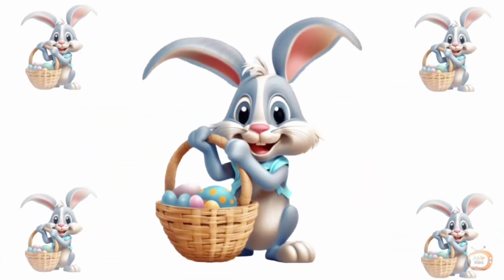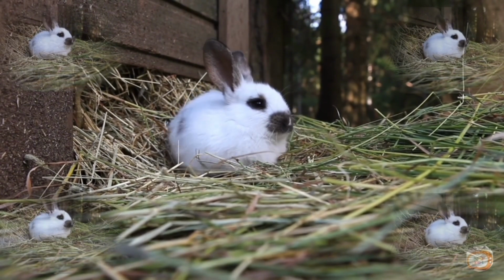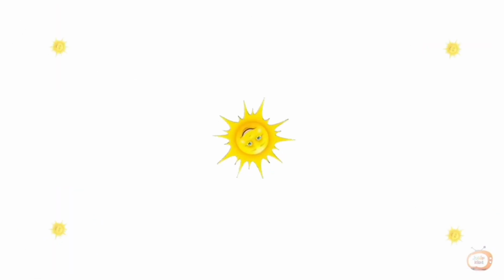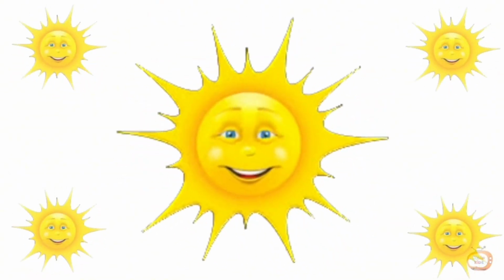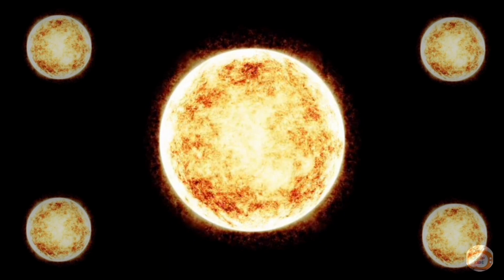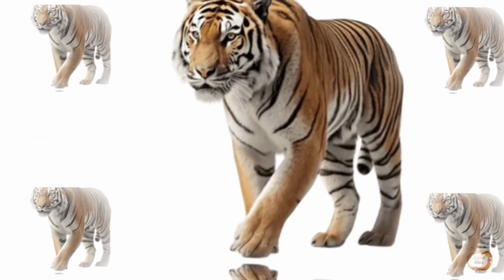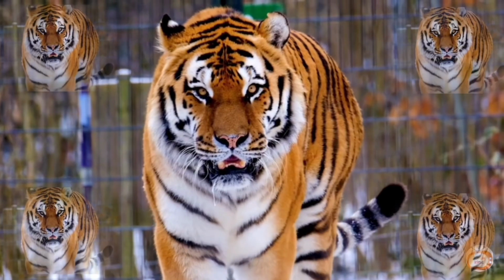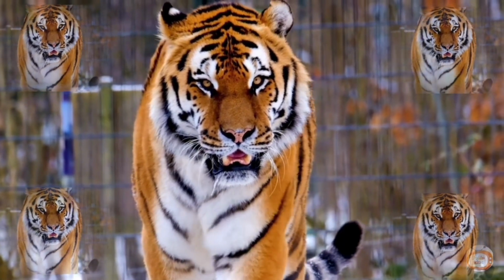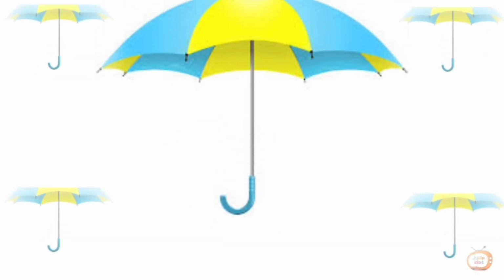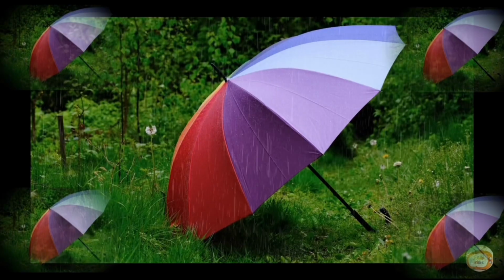Queen. R is for rabbit. Rabbit, R, rabbit. S is for sun. Sun, S, sun. T is for tiger. Tiger, T, tiger. U is for umbrella.